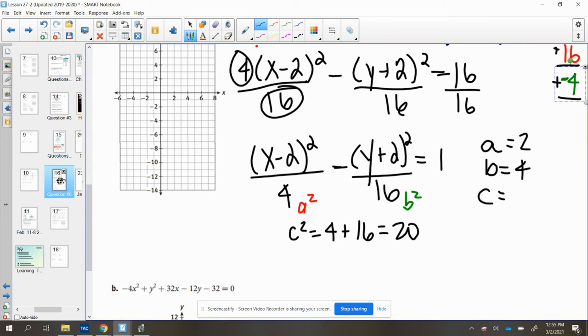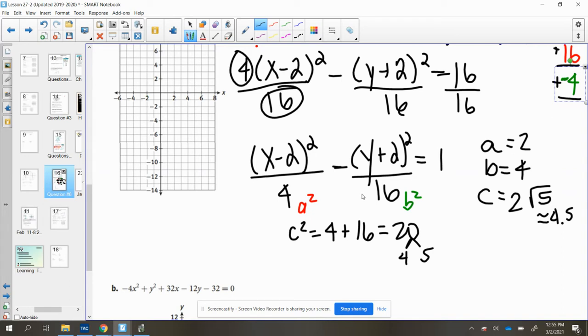And so the square root of 20, remember if we square root 4 times 5, 4 is a perfect square. The 5 is left over. So 2 square root 5, which I'm going to approximate as about 4.5 for graphing purposes. Okay, 2 square root 5, or square root of 20.